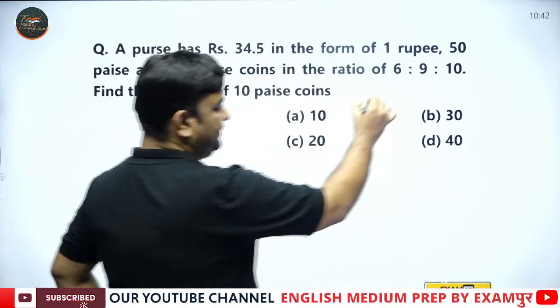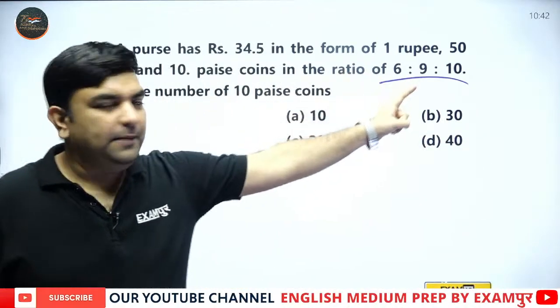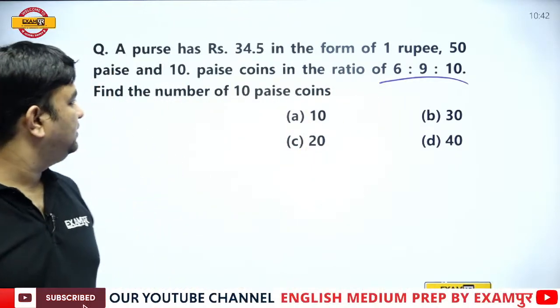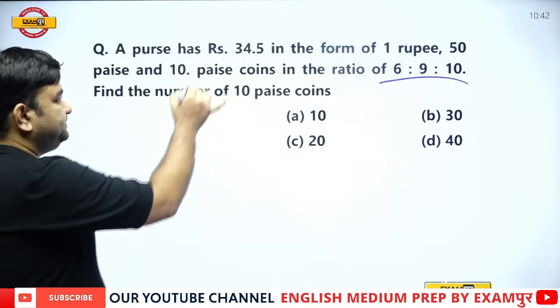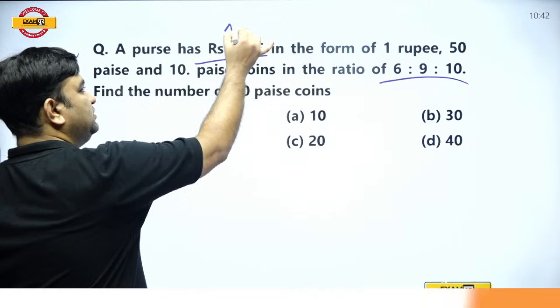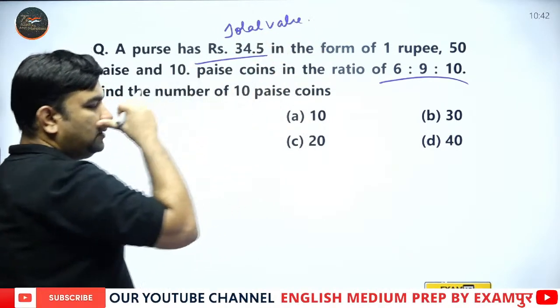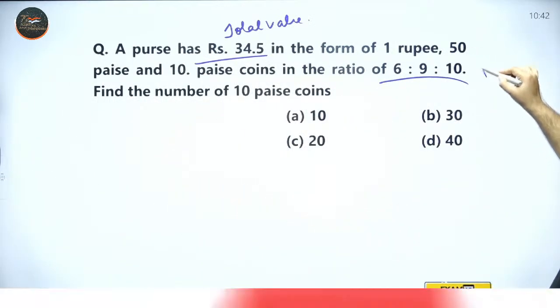The number ratio is given. 1 rupee, 50 paise and 10 paise coins. Total value is given. This is the number ratio.